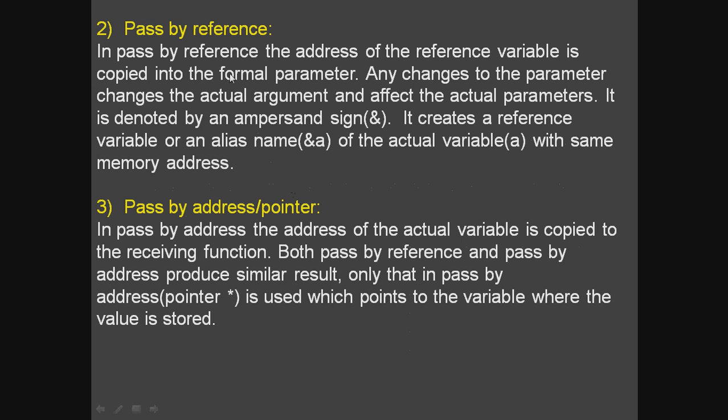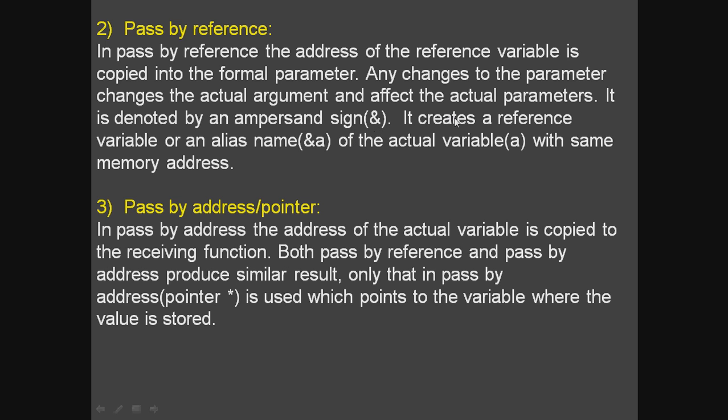Now in pass by reference, the address of the reference variable is copied into the formal parameter. Clear? So any changes to the parameter change the actual argument. If any change is done to the formal parameter in the function definition body, it will affect the actual argument values. That means, since the actual variables are storing the actual arguments, any changes in the function definition section will affect the actual variable values. This is denoted by an ampersand sign, that is this symbol.